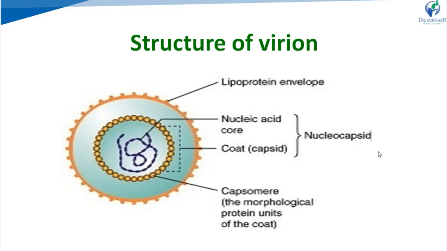Now, structure of virion or virus. Right? In the center, there is a nucleic acid core. It contains single-stranded or double-stranded, either DNA or RNA as a nucleic acid. And this genetic material, the nucleic acid, is covered by a coating layer, that is the capsid. And this combined is known as the nucleocapsid.